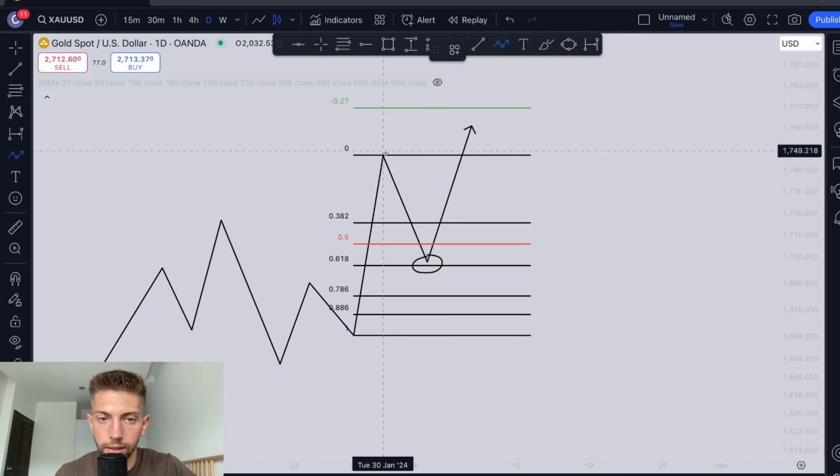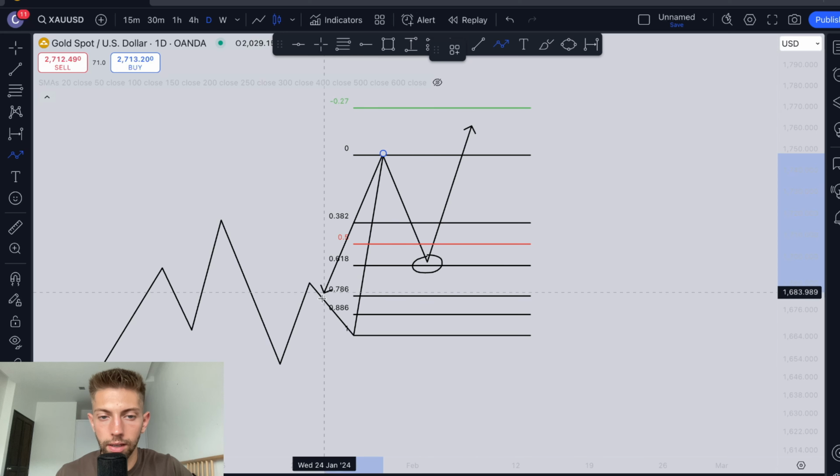Let's say when price is at this point, I want to see price pull back at least to the 38.2. If 38.2 breaks, I want to see it pull back to 50. If 50 breaks, I want to see it pull back to 61.8. If that breaks, 78.6, then 88.6.